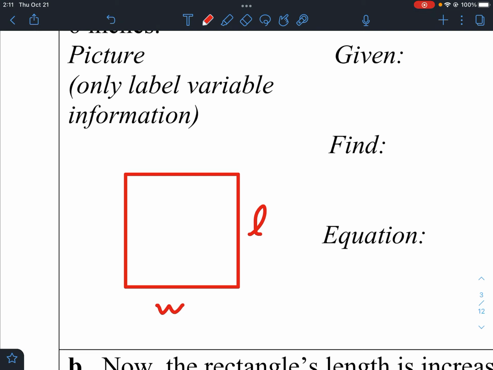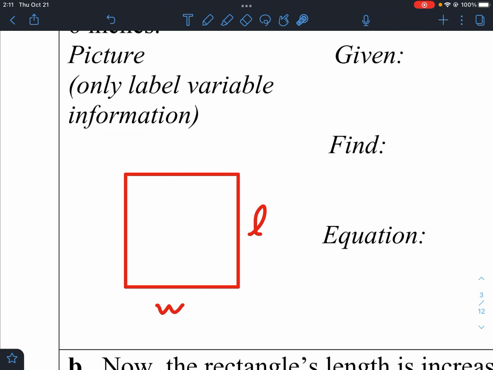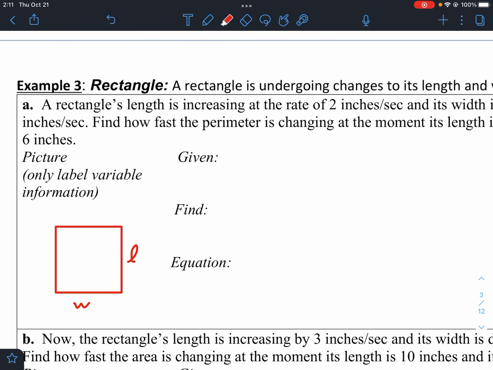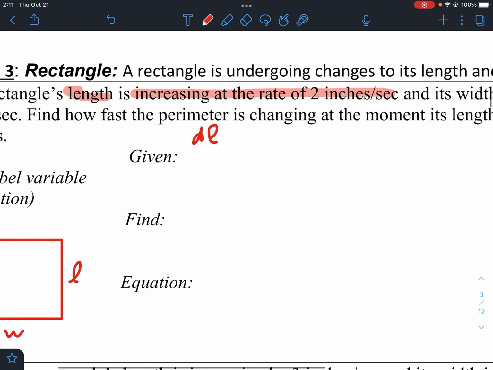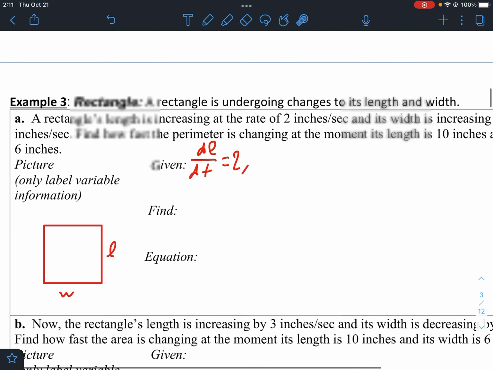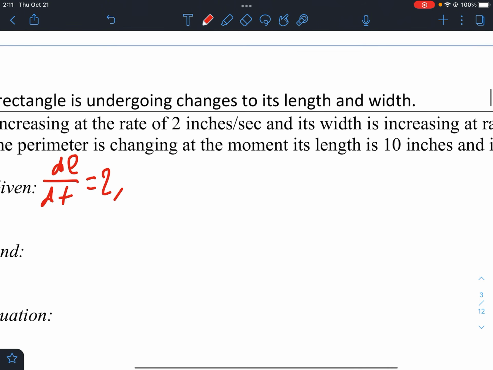We don't know its length, we don't know its width, but we know they're changing. And you can see here, we only want to label the things that are changing on our graph. We don't want to label things that are constant with a variable. Then we want to think about what's given to us. Well, we have the length is increasing at a rate of 2 inches per second. So we'll call that dL/dt. And then we have the width is increasing at a rate of 3 inches per second. So we'll call that dW/dt.